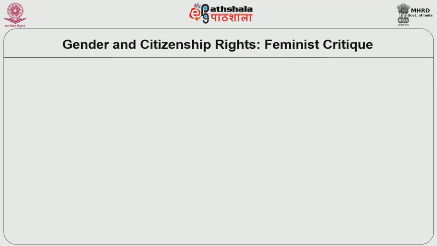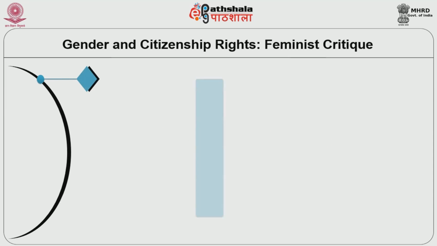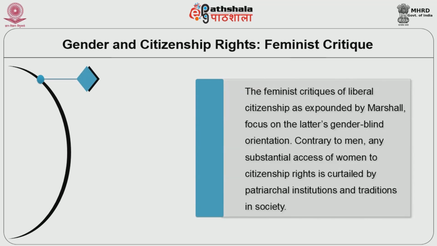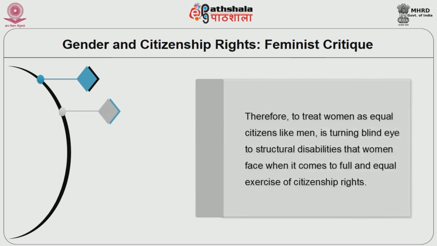Gender and citizenship rights, feminist critique. The feminist critiques of liberal citizenship expounded by Marshall focus on the latter's gender-blind orientation. Contrary to men, any substantial access to women to citizenship rights is curtailed by patriarchal institutions and traditions in society. Therefore, to treat women as equal citizens like men is turning a blind eye to a structural disability that women face when it comes to full and equal exercise of citizenship rights.